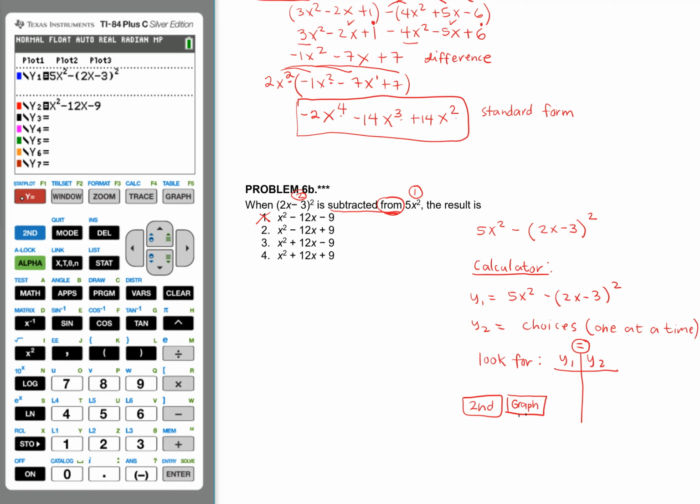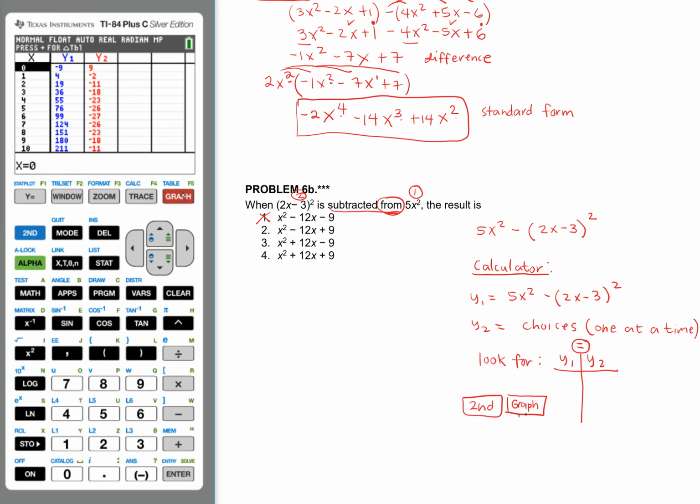So let's go to option number 2. I will not erase right away. So negative 12x, this is plus 9. Okay, then go second graph. Look at y1 and y2. They are different again, so this one is not the equivalent expression.